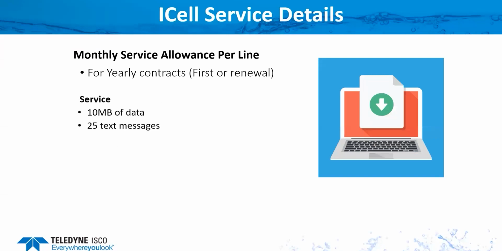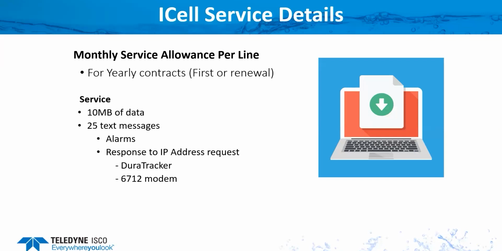So we do have the yearly contract for that. It gives us the ability to hand over 10 megs of data to the user and 25 text messages per month. Those text messages are going to be used via the alarms, if you have alarms set up in the meter. Those alarms will be sent out as text, so those 25 will be part of that.